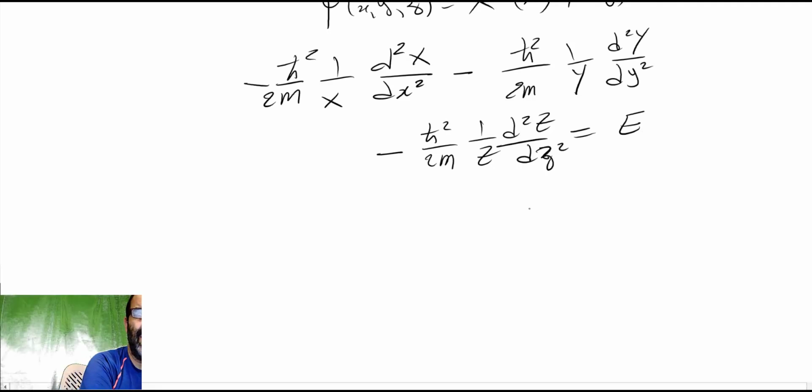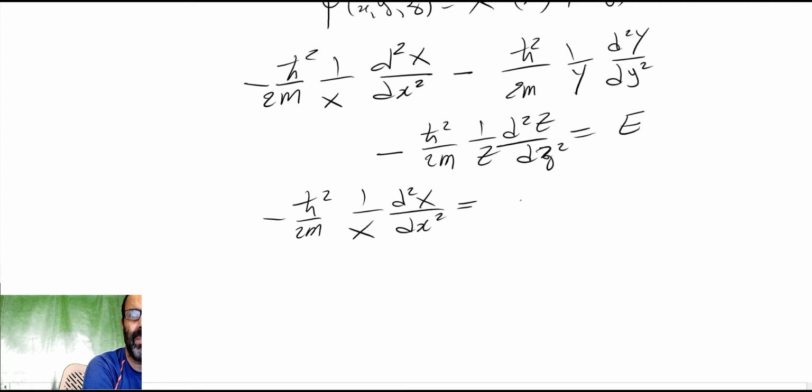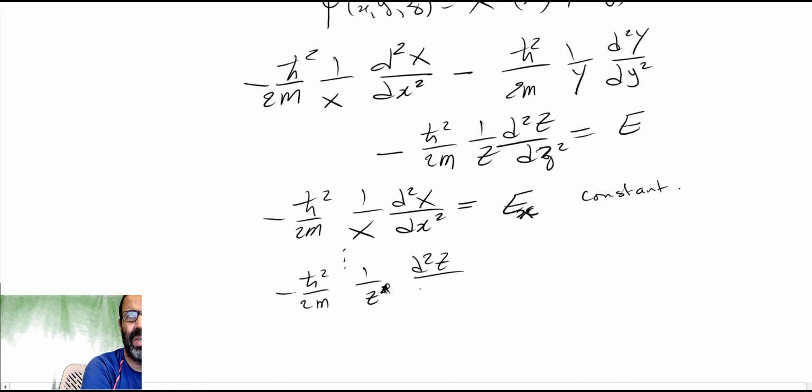So what I'm going to call in here, minus h bar squared over 2m times 1 over X, second derivative of X with respect to x, is just simply a constant, which I'm going to call Ex. Okay? So this is a constant. And the same thing for the other two variables. So basically minus h bar squared over 2m, 1 over the last one is Z. I'm sorry, where is this squared from in here? Sorry about that. Derivative of Z with respect to z is equal to Ez. Again, this is also another constant.